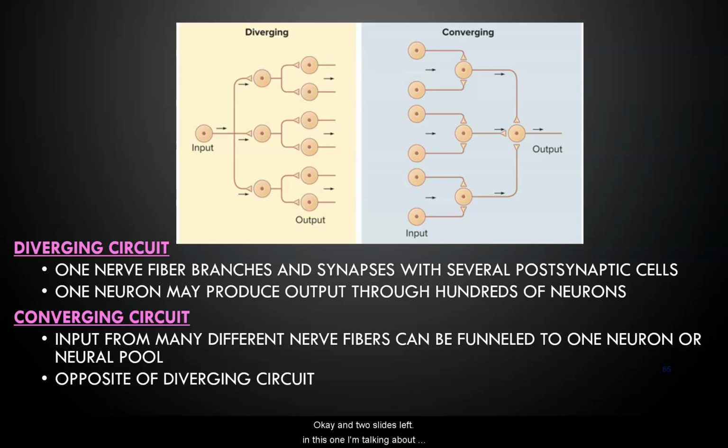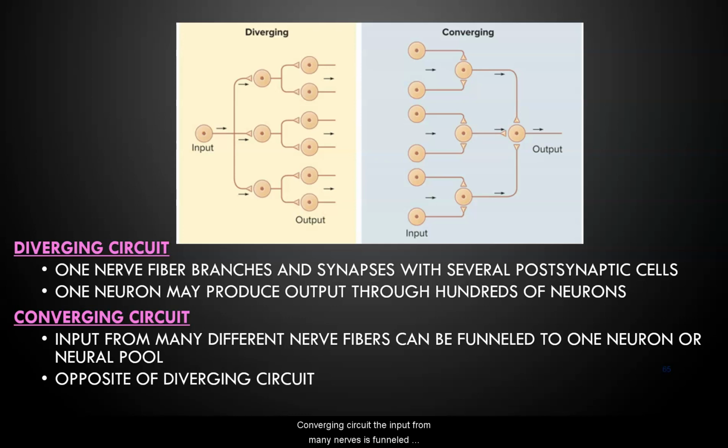Okay, and two slides left. This one I'm talking about neurons that work together. They often work together in groups of thousands called neuron pools. And just like if you were thinking about a circuitry of wires, neurons work in circuits as well. And there's two types, a diverging circuit and a converging circuit. In a diverging circuit, an individual neuron sends signals to multiple downstream neurons. So an example of this is one motor neuron in the brain can stimulate thousands of muscle fibers in order to move your leg or your arm or close your hand.